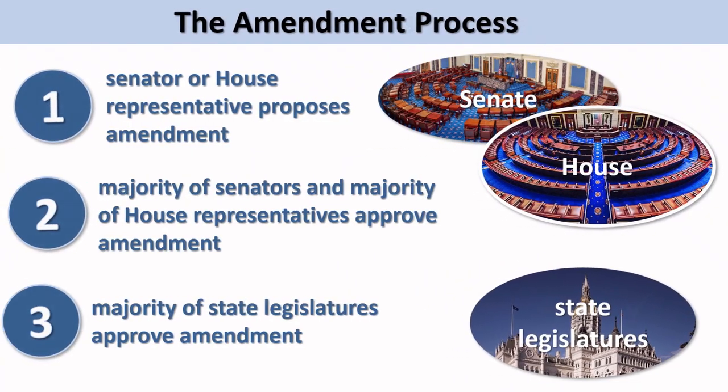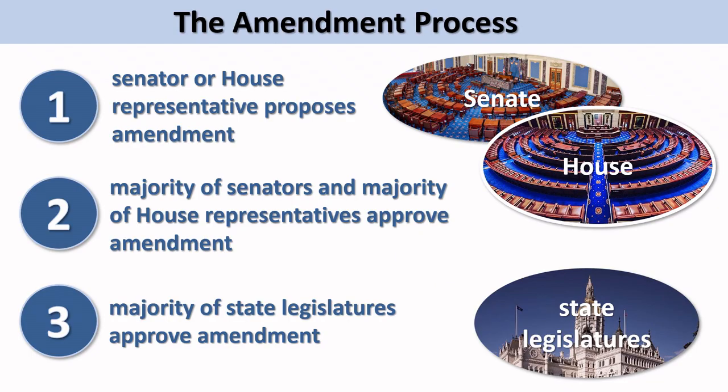The Constitution outlines more than one version of the amendment process, but the usual process follows these steps. First, a congressperson, either in the Senate or in the House of Representatives, must propose the change. Second, a majority of senators and representatives must vote to approve the change. Third, the legislative branches of a majority of the states of the United States must vote to approve the change.